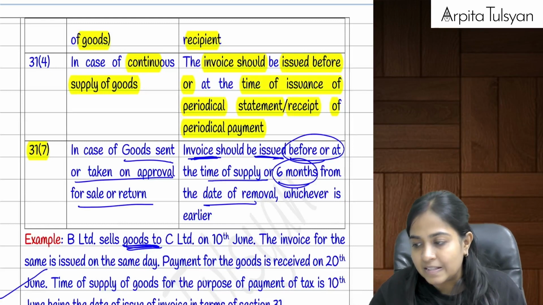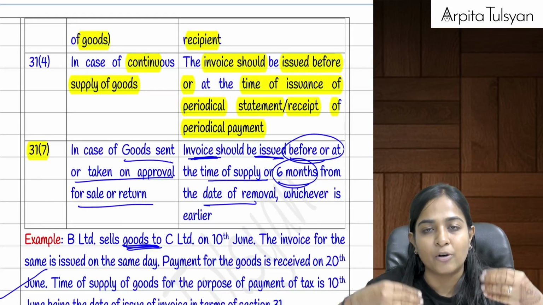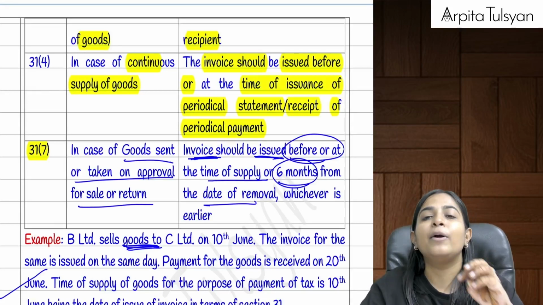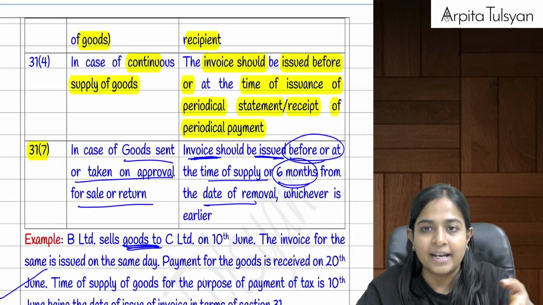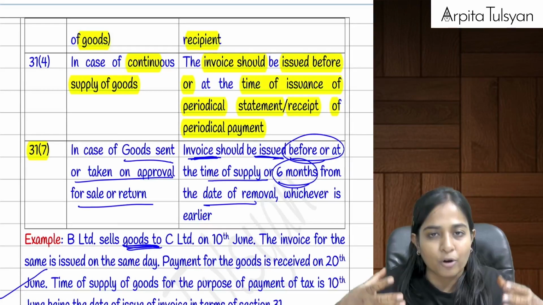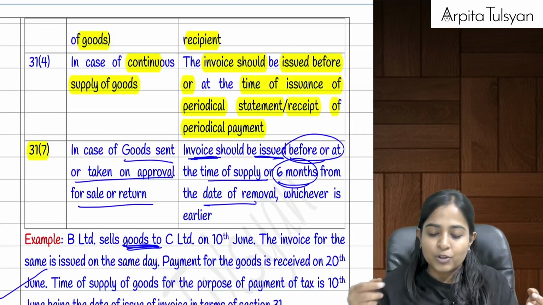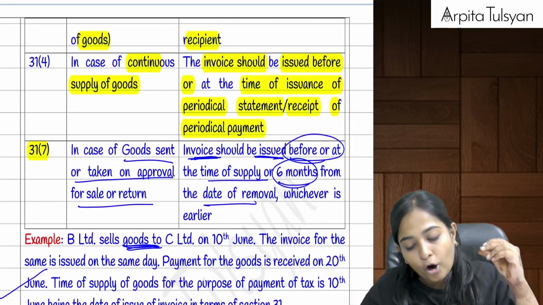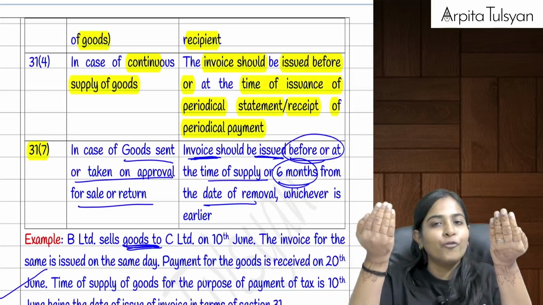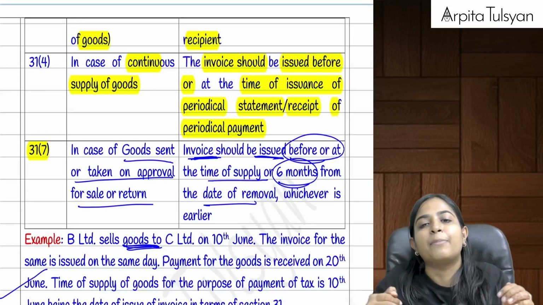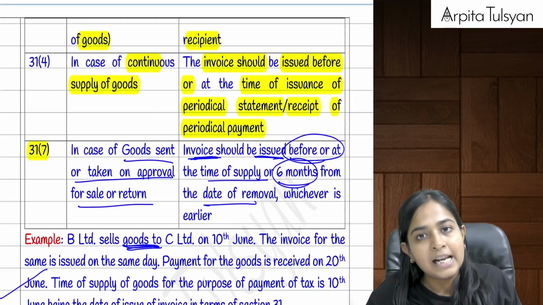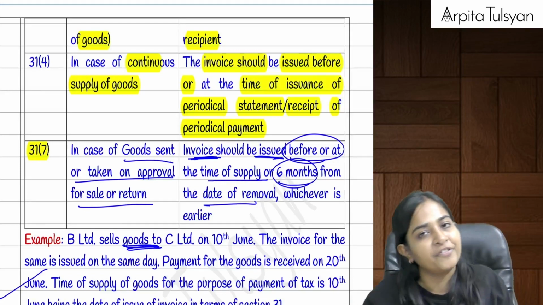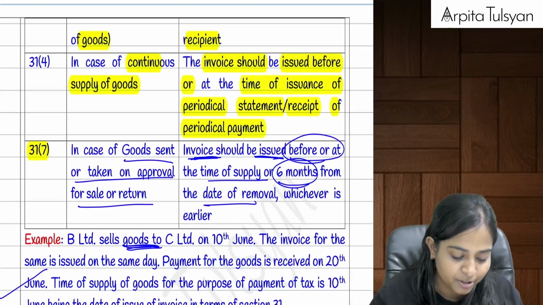Generally, whenever I am supplying you some goods periodically, I am going to issue you a periodical statement saying that this much value of goods or this much quantity of goods has been supplied. So on or before the time of issuance of the periodical statement, I have to give you the invoice, or if I am not giving you the periodical statement but you will be making the periodical payment, then on or before the receipt of that periodical payment. Are you clear with this? So on the basis of whatever information is available with you, whichever is earlier, the invoice must be issued.